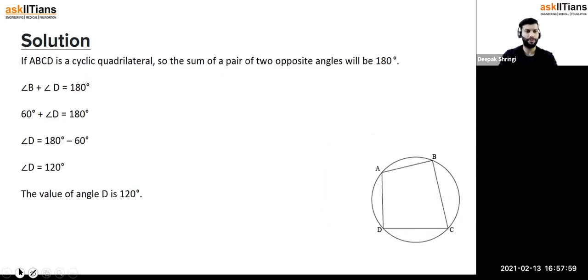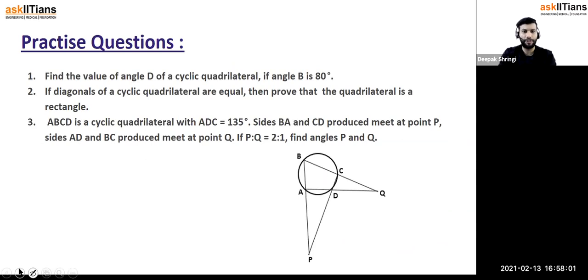Okay, 180 done. So these are some questions that we need to solve now. Find the value of the angle D of the cyclic quadrilateral if angle B is 80 degrees. This is a homework question. And this is also a homework question. This one we can do now in class work.